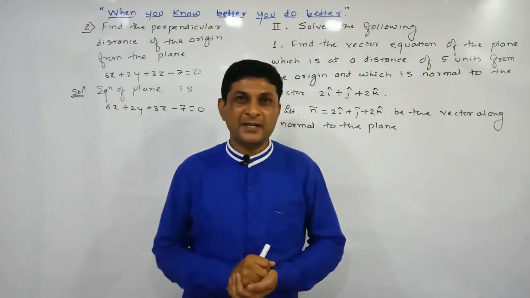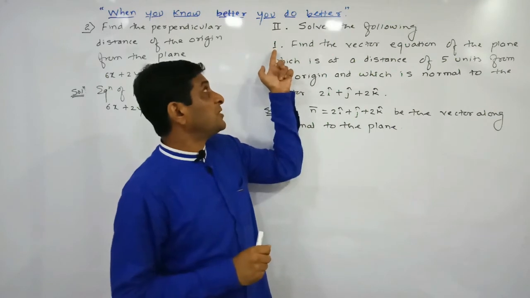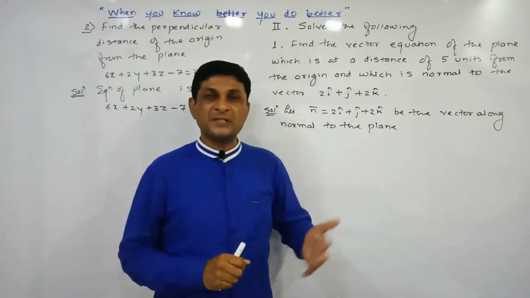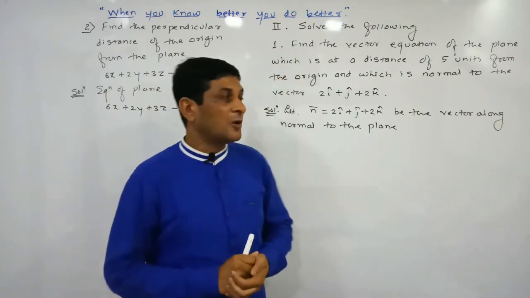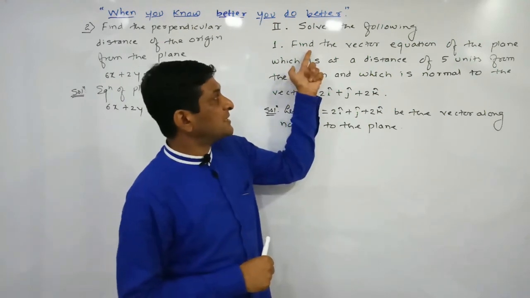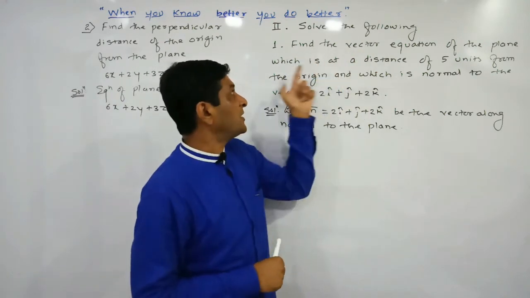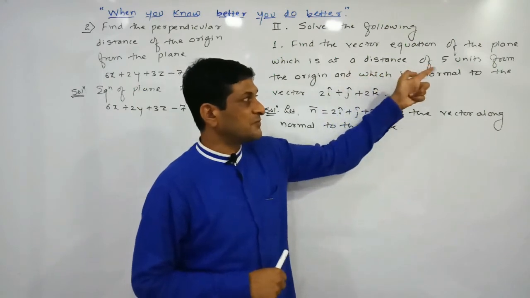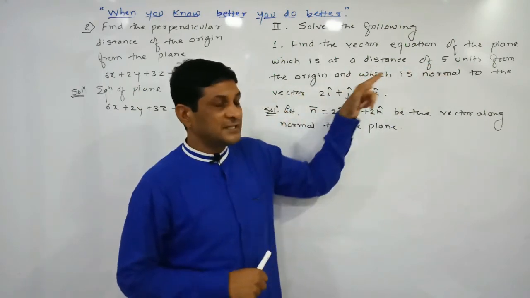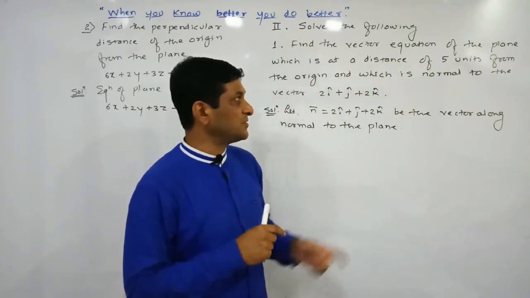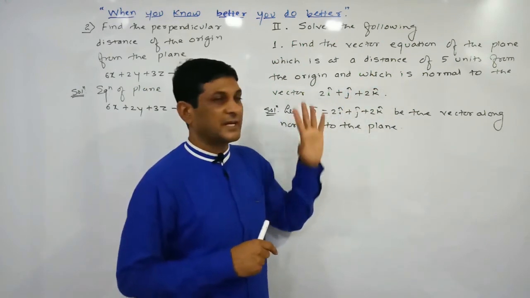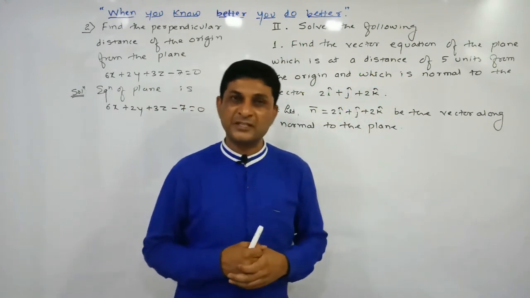Today we are starting the first example from question number 2 of miscellaneous exercise 6b. Observe the first example. In this example we are finding the vector equation of the plane which is at a distance of 5 units from the origin. The distance of the plane from the origin is given to us, and the plane is normal to a vector, and the vector along the normal is given to us.